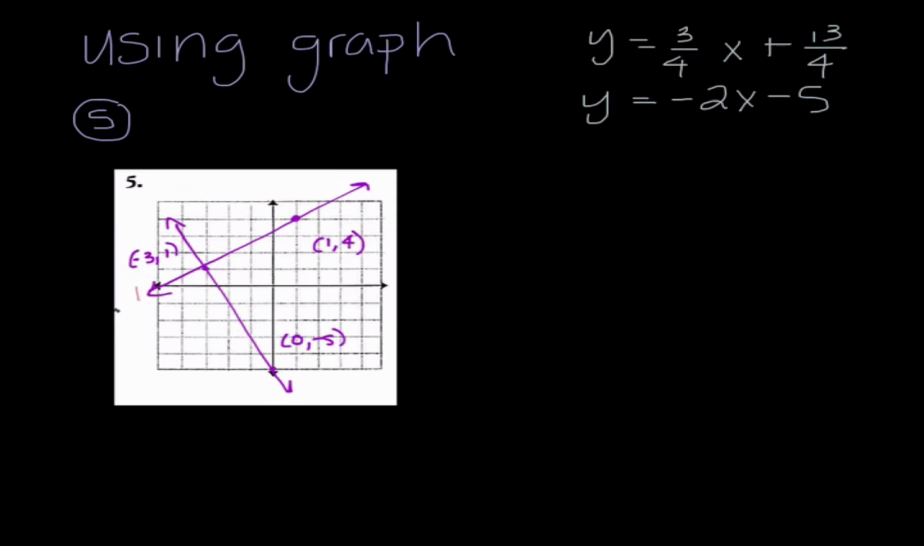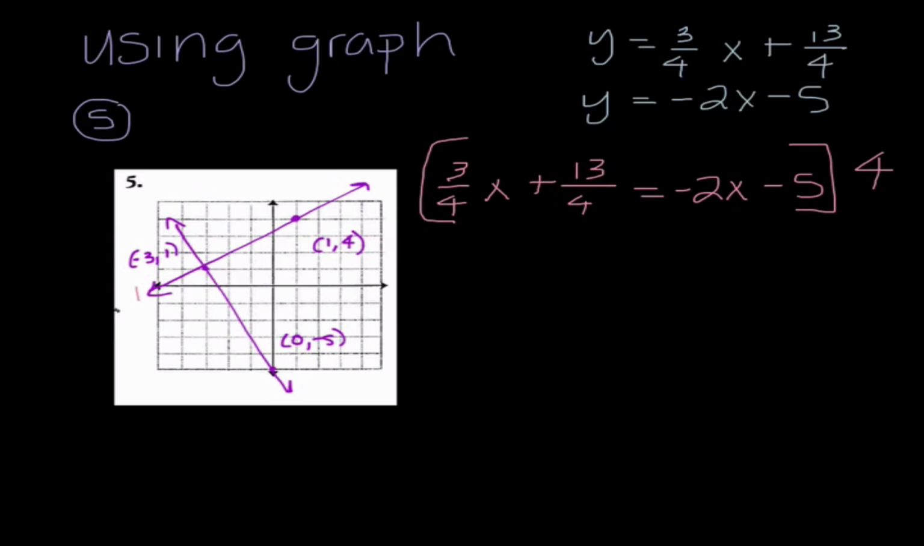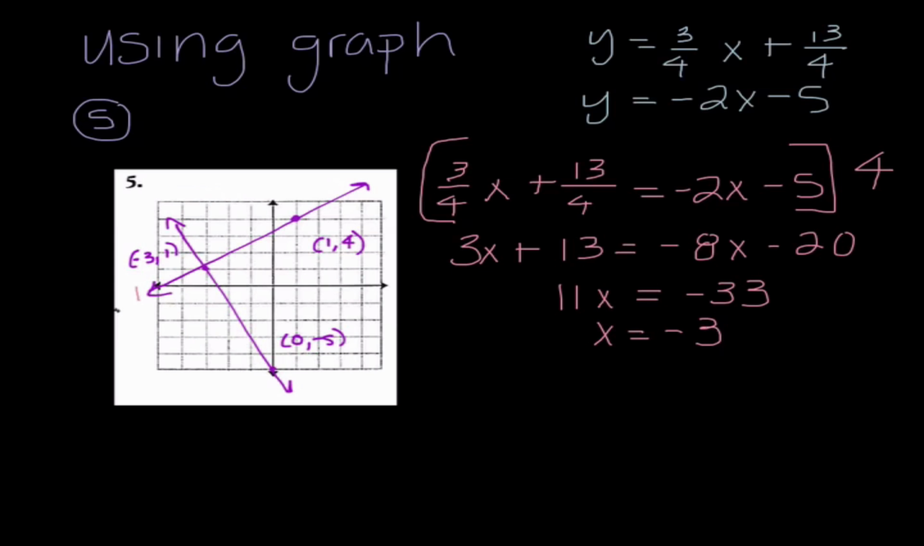So I just went ahead and rewrote them up top here. And I'm going to go ahead and use substitution because I noticed that both of them are actually already isolated for y. So I can write 3/4 x plus 13/4 equals -2x minus 5. Okay, I might decide to multiply everything by 4 to get rid of my fractions. So I have 3x plus 13 equals -8x minus 20. So now if I'm combining my like terms, I would get 11x equals -33, so x equals -3.